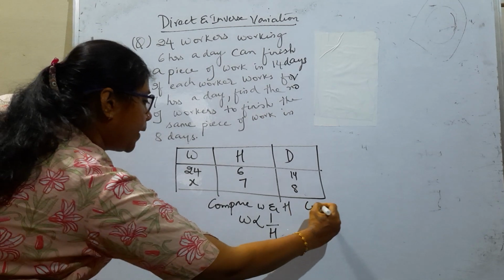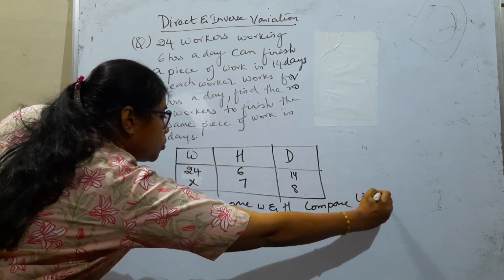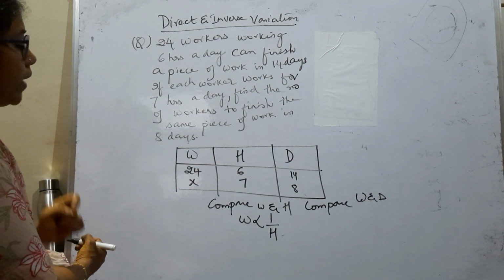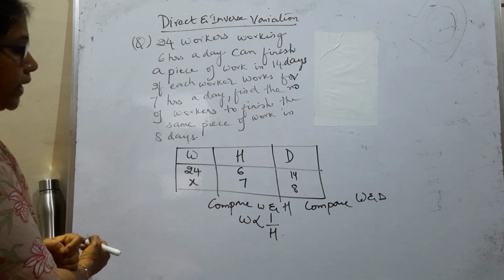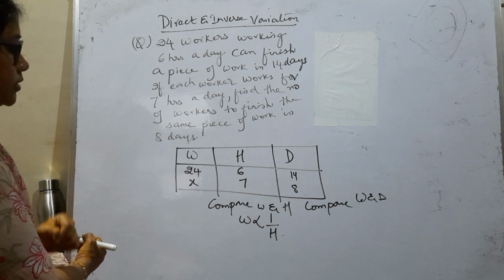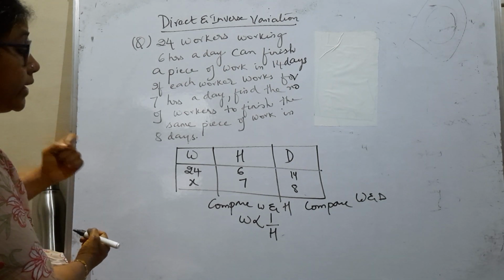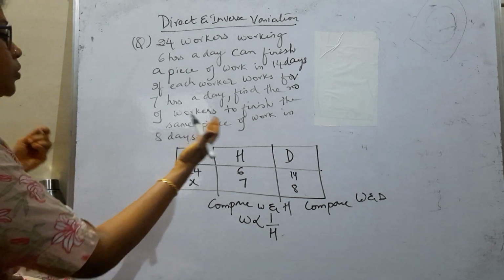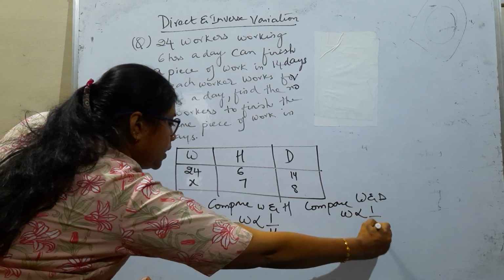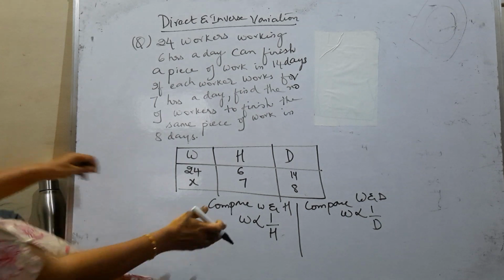Now you compare W and D. So what's happening here? For 14 days you require 24 workers. For 8 days to complete the task, definitely you will require a greater number of workers, isn't it? Because if you want to finish the task in 8 days, we appoint more workers, right? So days are decreasing, workers are increasing. Again, you see inverse variation here also. So you got an inverse relation over here and over here.